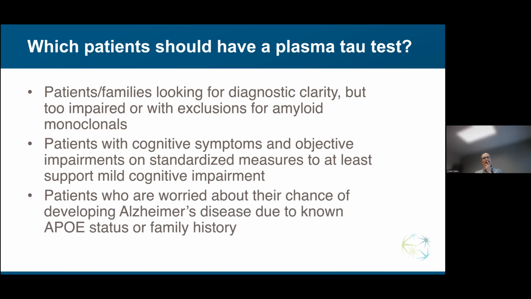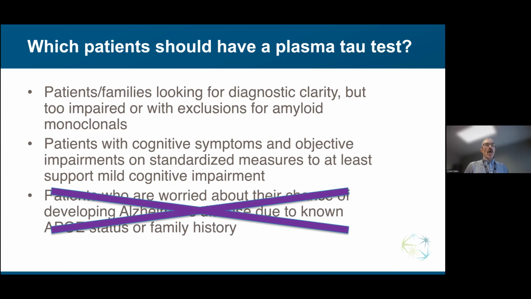Now this last one, I'll let you read it first, and then I might see some of you with some consternation on your face. So, patients who are worried about their chance of developing Alzheimer's disease due to known ApoE status or family history. Had one of these in clinic yesterday. The answer is no, this is not the place to use, for now, the plasma tau assays.